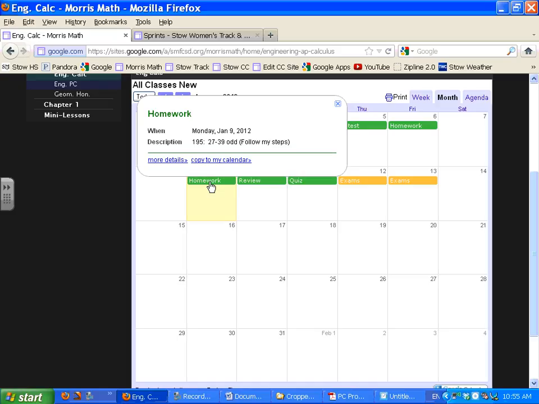Okay, so page 195, 27 through 39. You're going to follow my steps. Now it's going to look like a lot of steps, but a lot of these are going to be real easy because there's going to be no answer for some of them. So you'll just put none, and it's going to go kind of quickly.